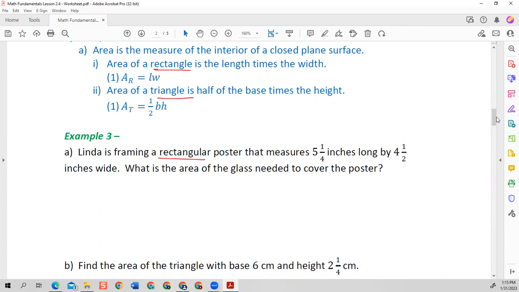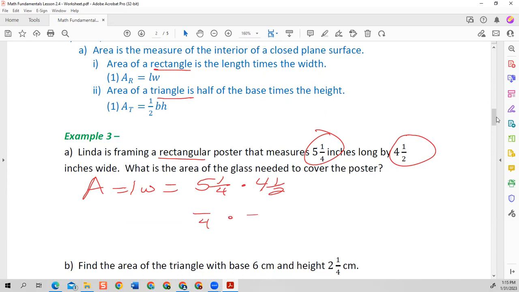So Linda is farming a rectangular pasture that measures 5 1/4 inches long, 4 1/2 inches wide. What is the area of this? So we know the area is length times width. So what I'm going to do is say 5/4 times 4 halves. I'm going to go ahead and rewrite it. Denominator doesn't change. 5 times 4 is 20, plus 1 is 21. 2 times 4 is 8, plus 1 is 9.